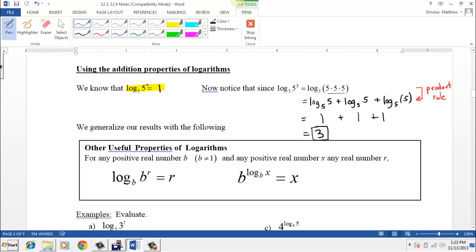And the last one, this was like 5 to the first power. Log base 5 of 5 to the 1 is 1. Notice that basically this exponent here is all that's left when we take the log base 5 of 5 to the 1. It's equal to 1. And log base 5 of 5 to the third is 3.